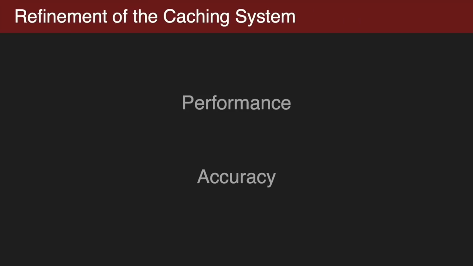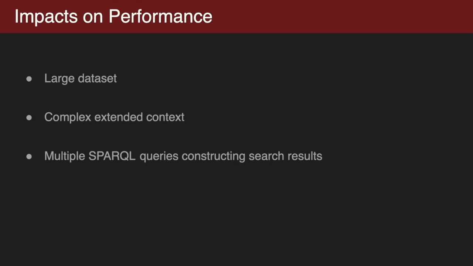There are two areas of the caching system that we've been working on and continue to work on that directly impact the user experience: performance and accuracy. I'm going to talk a bit about what we've seen and how we evaluate these aspects of the cache. We've identified size of the data set, the complexity of the extended data, and the fact that multiple SPARQL queries were being used to construct the full result at request time as having a negative impact on performance.